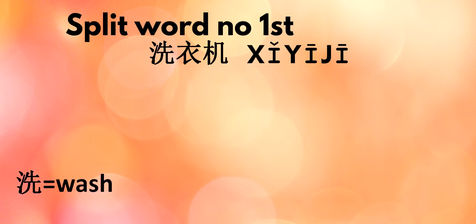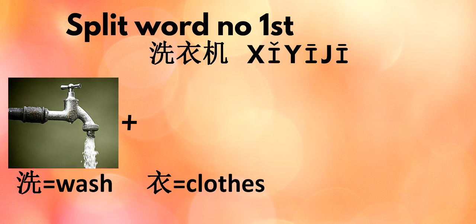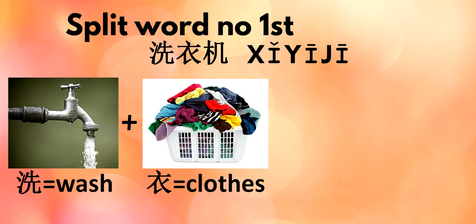So xǐ means to wash, and it is added with yī, which means clothes. It is a short form of yīfu, clothes. I will show you later. And it is added with jī, which means machine. So: wash clothes machine.